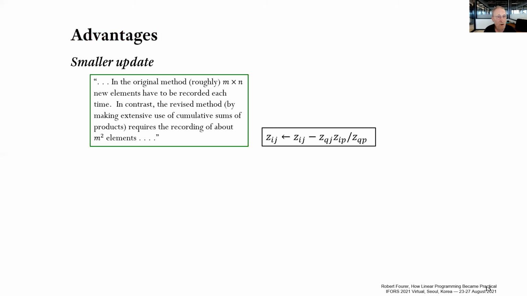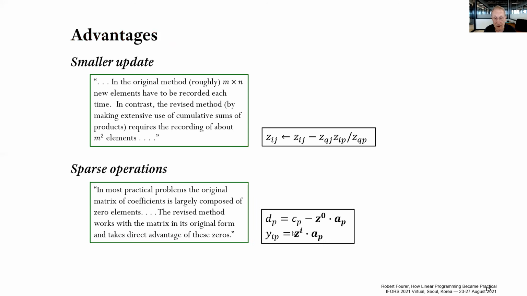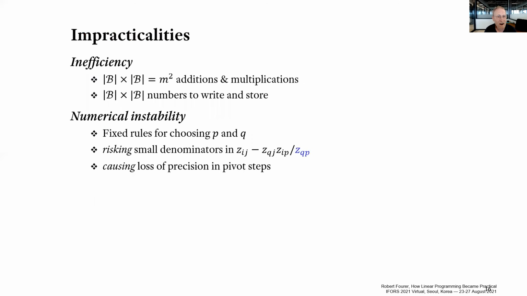And so what did Dantzig see as the advantages? Well, there was a smaller update, as I said. You use now just this square basis inverse, which is square by the number of constraints, regardless of the number of variables. And the other thing was that when you computed these numbers that you needed, they were computed in terms of the original data, which tended to have a lot of zeros in it and made it possible to do this more efficiently. And you didn't carry all these numbers in the tableau. However, the impracticalities were exactly the same as for the tableau method.